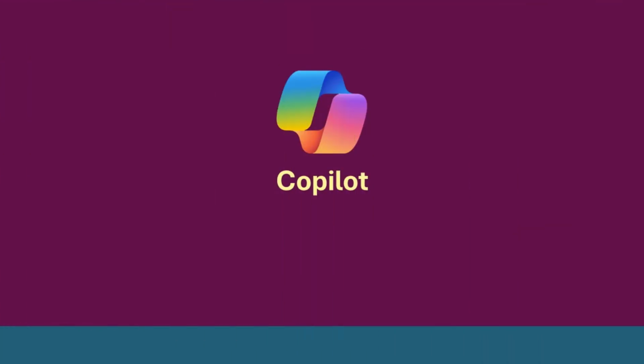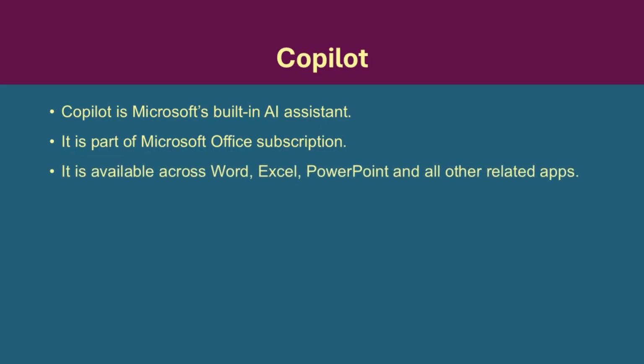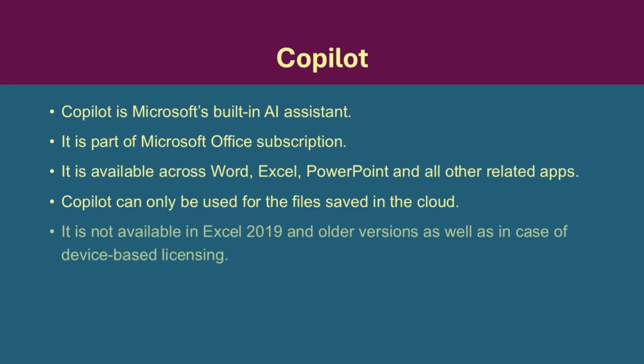Copilot. We will start by exploring Copilot, Microsoft's built-in AI assistant. As of today, Copilot comes along with the subscription of Microsoft Office. It is available to enhance user experience across Word, Excel, PowerPoint, and all other related apps. Note that you will be able to use Copilot only for the files saved in the cloud. Plus, this functionality is not available in Excel 2019 and older versions, as well as in case of device-based licensing.